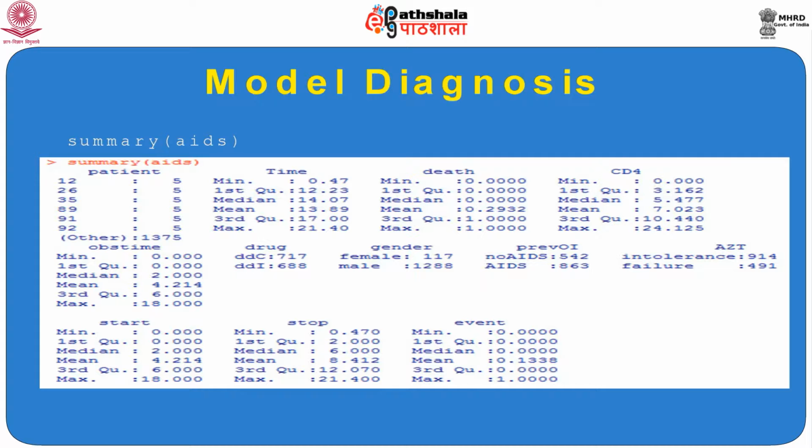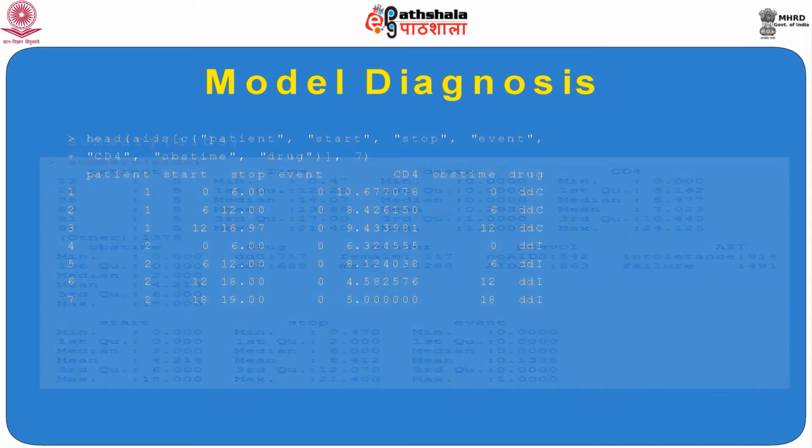Like again, these patients were treated either with DDC drug or DDI drug, and out of all these individuals, 717 patients were treated with DDC and 688 individuals were treated with DDI. Among these patients, 717 were treated with DDC and 688 were DDI. And by gender among them, female were 117 and male were 1288, and like other observations.